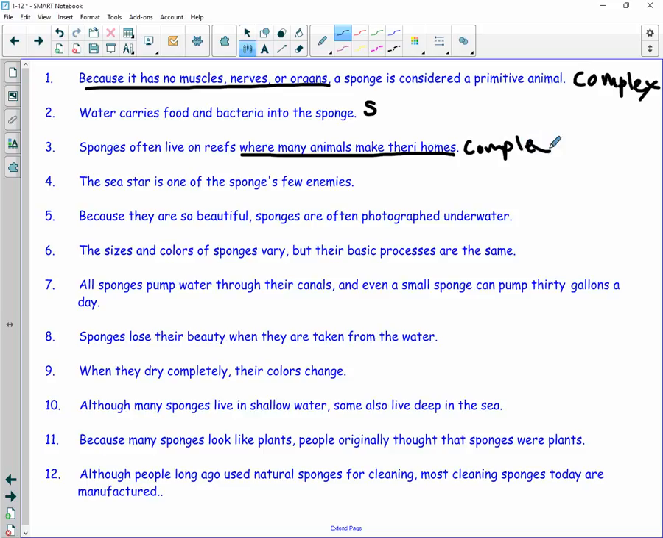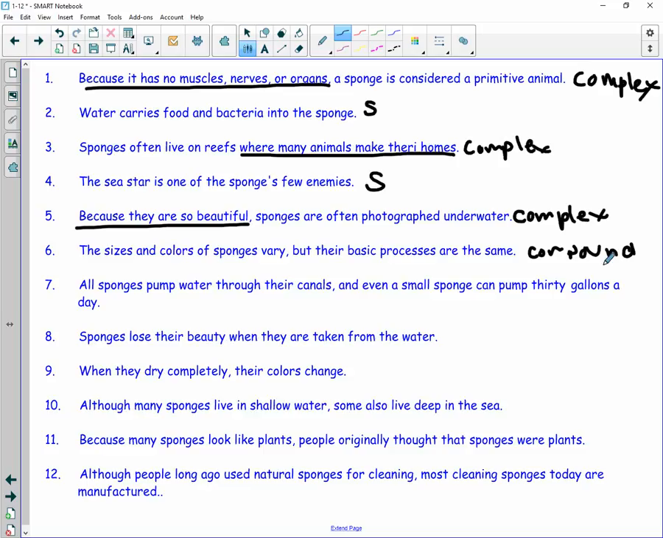The sea star is one of the sponge's few enemies. There's only one verb here, so it has to be simple. Because they are so beautiful, subordinate clause, sponges are often photographed underwater. That is complex. The sizes and colors of sponges vary, that's a sentence, but their basic processes are the same, that is a sentence, so that is compound.